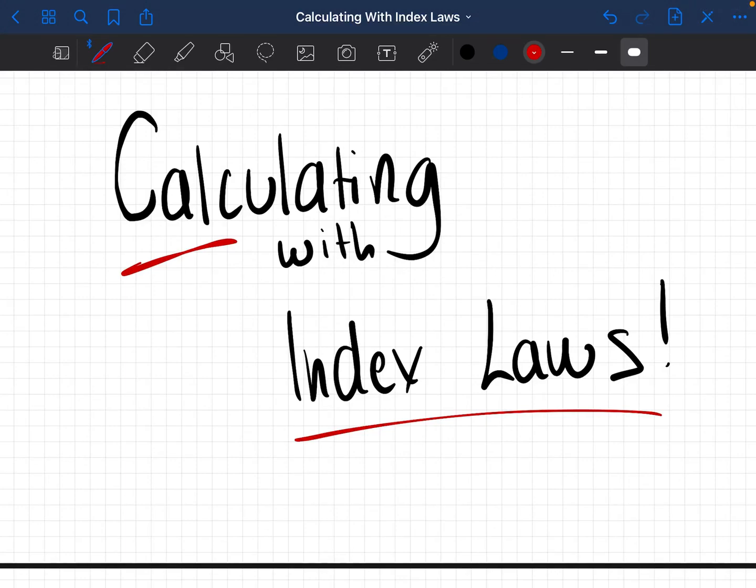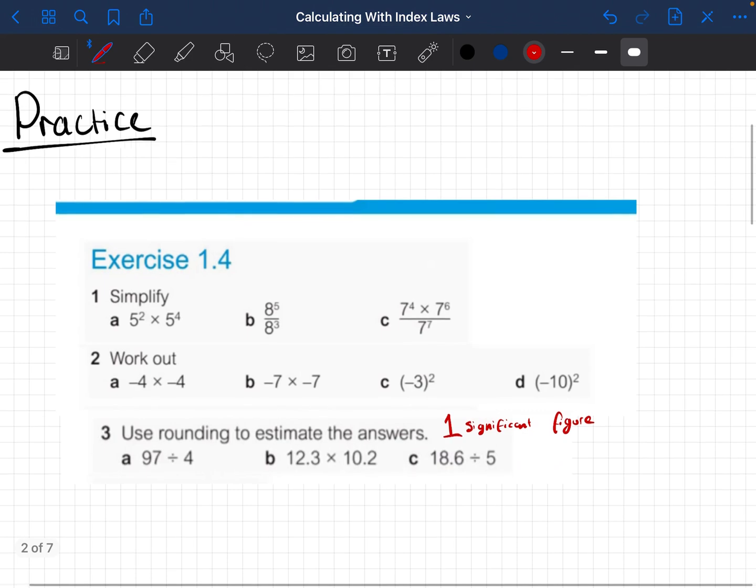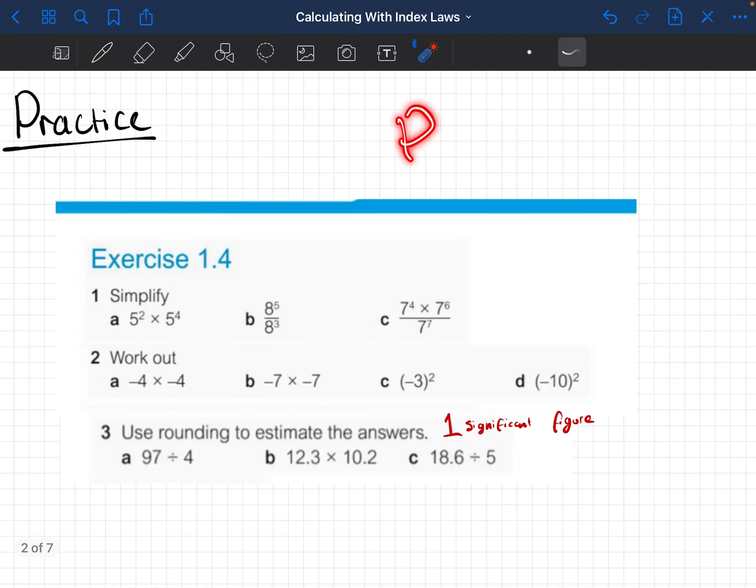Okay, today we're looking at all things calculating with index laws, and no calculator today. I'll show you why. Okay, first things first, some practice questions. Pause the video here. You need to make sure you can do these before we do anything else.